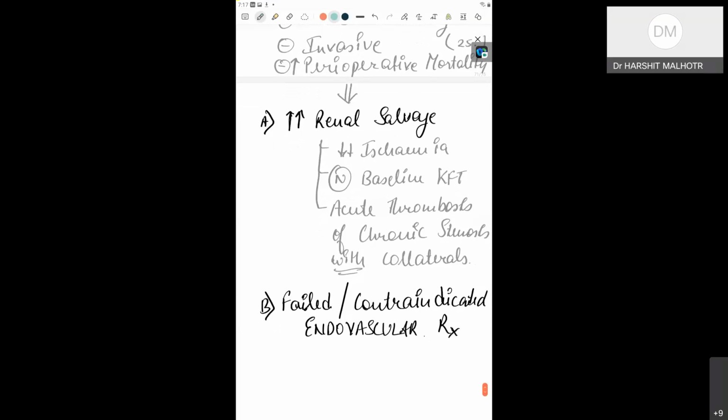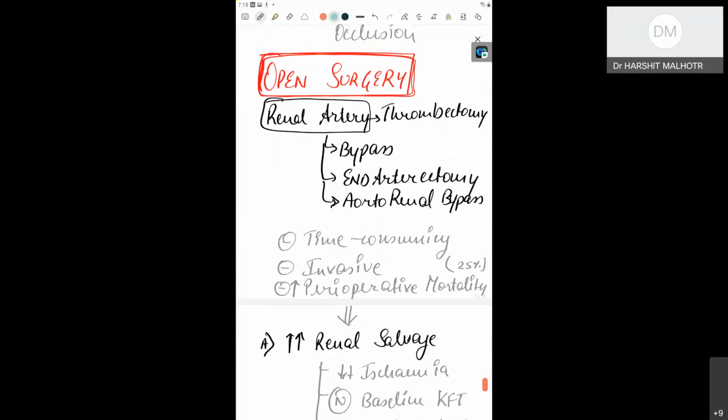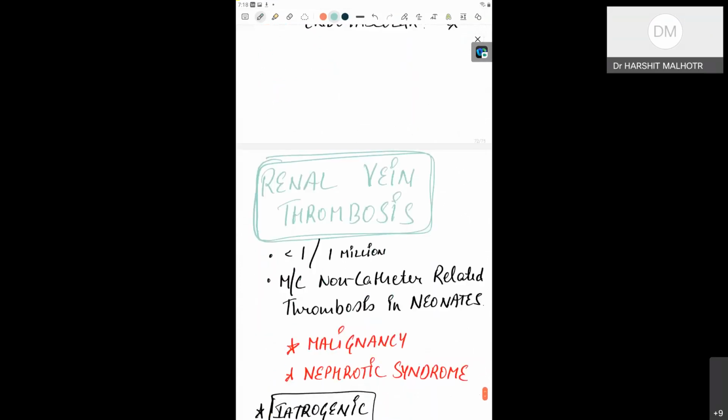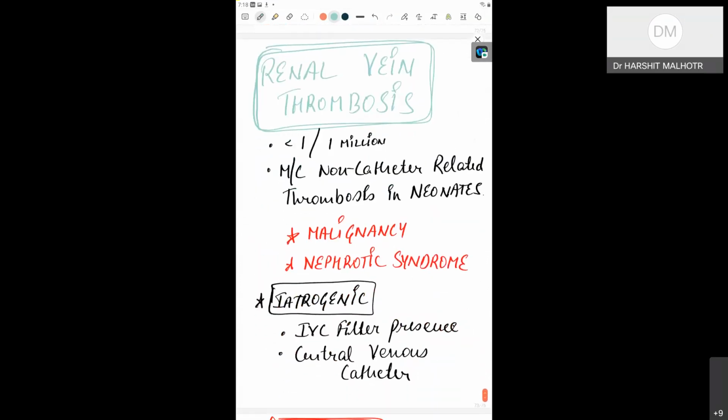Or when there is failed or contraindicated endovascular treatment, like in a case where the problems are because of trauma, there are multiple intra-abdominal injuries and hence anticoagulation is not possible, or there is a contraindication to anticoagulation, or a complication of anticoagulation. Hence, to salvage the renal function, we have to do an open surgery. Lastly, my last topic: renal vein thrombosis.